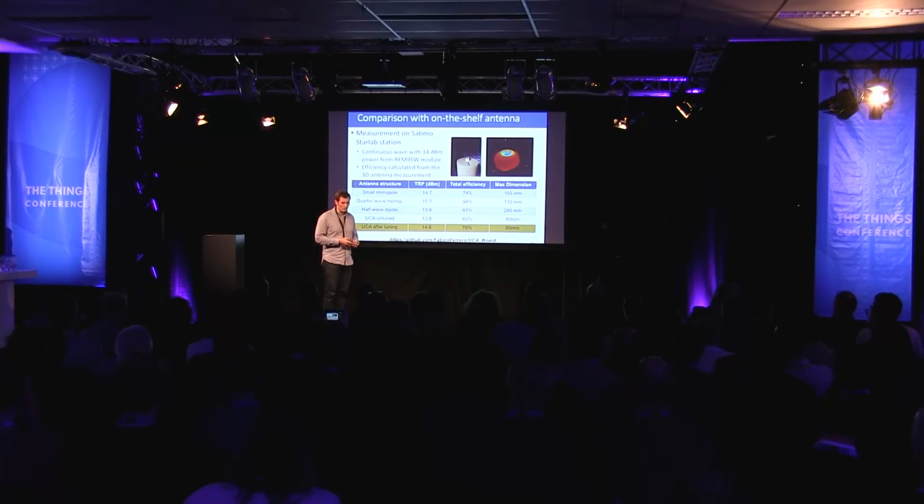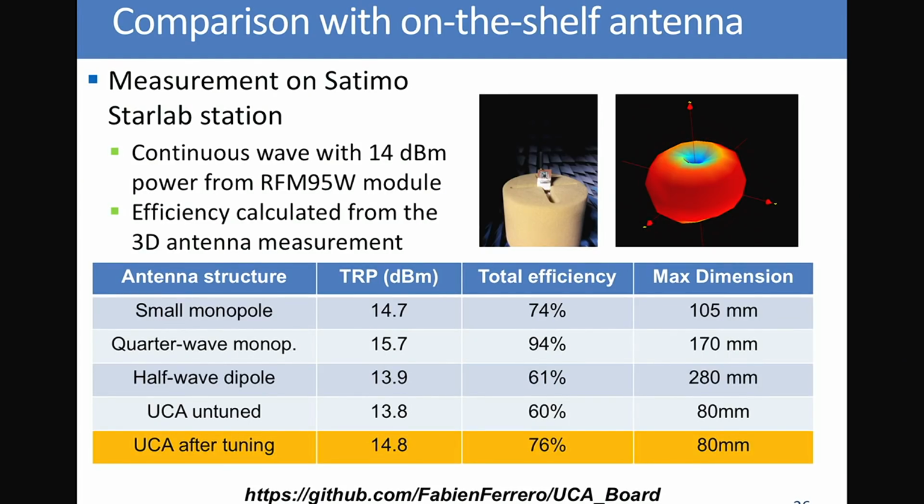So I did some measurements on a SATIMO station to measure the performance of this antenna. Okay, you have the result here. You can see that we have a total efficiency of 75%, 76%. So it's comparable to the small monopole, but the antenna is smaller.